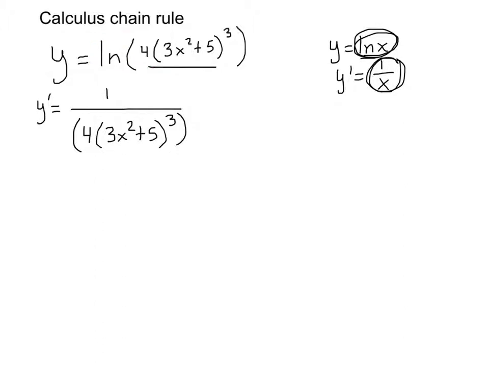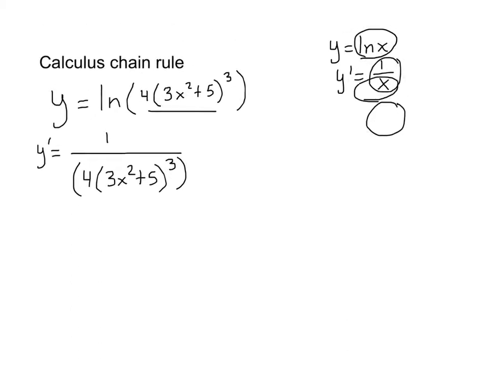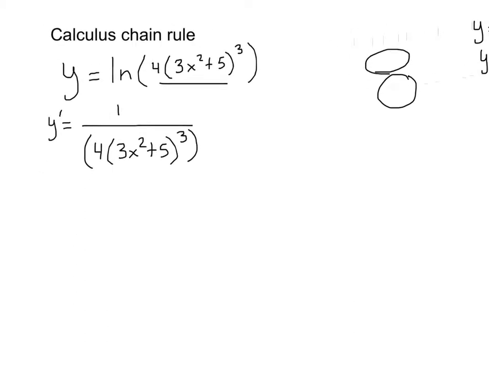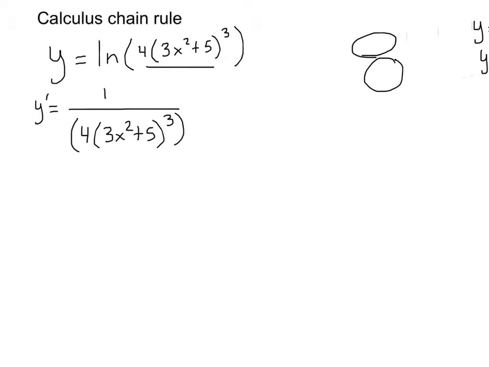The ln is the outside. Well, this is the inside. And so what you do is you look at the inside, ignoring the outside, and you say, what would I have to do to find the derivative of what's on the inside? Well, you can see to find the derivative of the inside, you're going to have to do another chain rule. Let's move this out of the way right here.